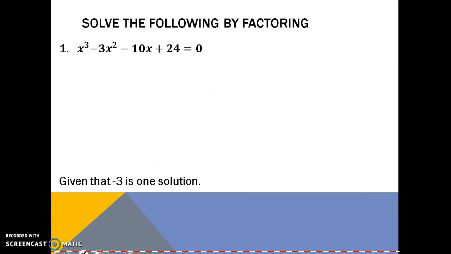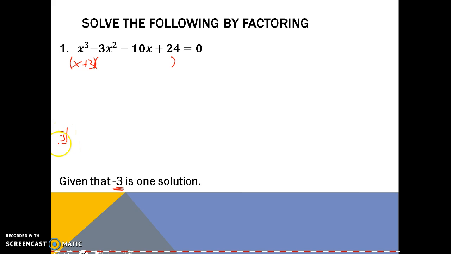So here we have number 1. We're going to solve this polynomial given that negative 3 is one solution. So if negative 3 is one solution, we know that one of the factors has got to be x plus 3. So we're going to find the other factor, and we're going to do that by using, let's say, synthetic division. So I'm going to have a negative 3 in the little box here.